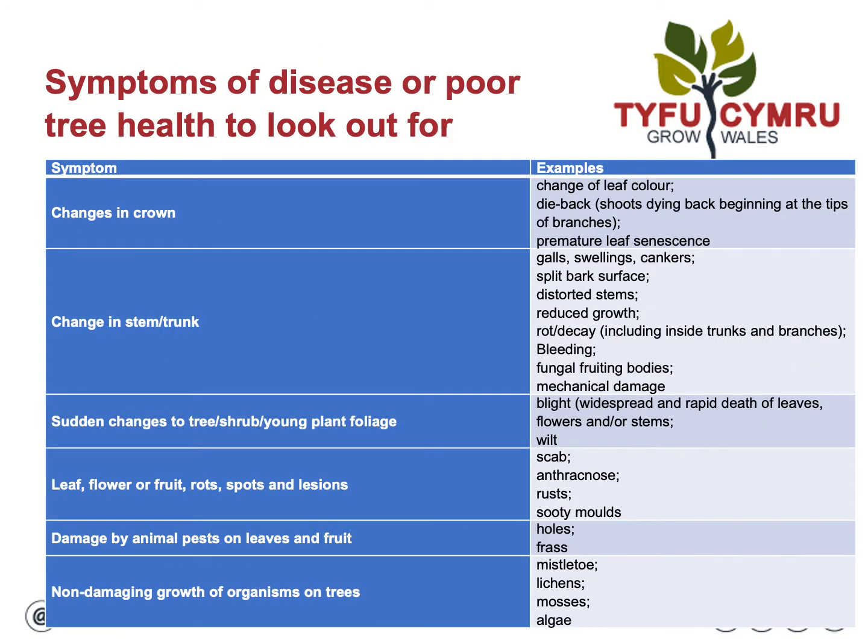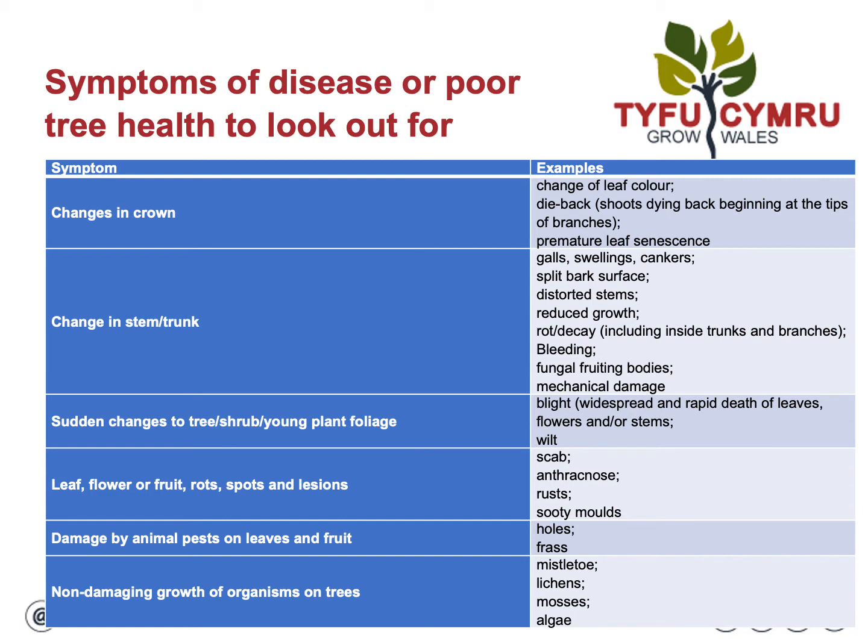Now, you can look at the tree or the shrub, and there are certain types of symptoms that you can look out for. And there are names to describe those symptoms. But if you look at the parts of the tree, it will help you in the diagnosis of the disease.